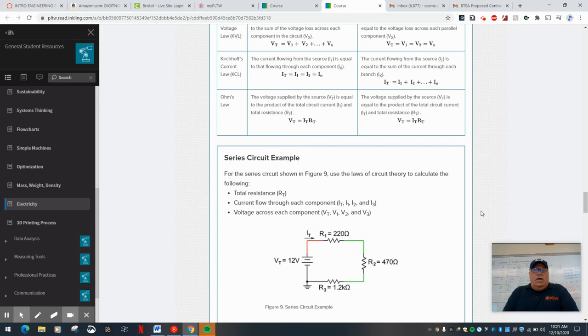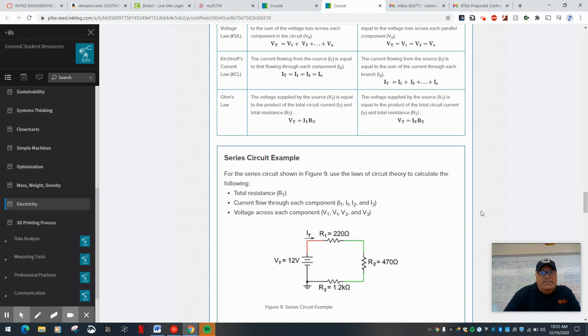Kirchhoff's current law states that the current flowing from the source is equal to the current flowing through each component. So total current is equal to the current flowing through component 1, component 2. In a parallel system, the current flowing from the source is equal to the sum of the current through each branch. So IT is equal to I1 plus I2 plus, all right, so you'd have to add them up in a parallel system.